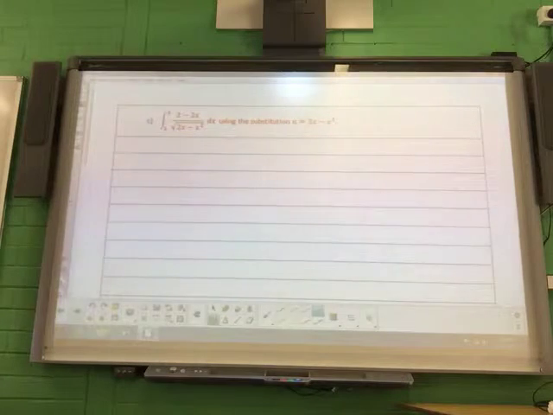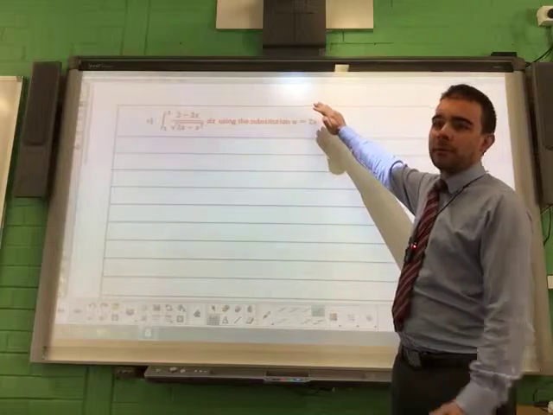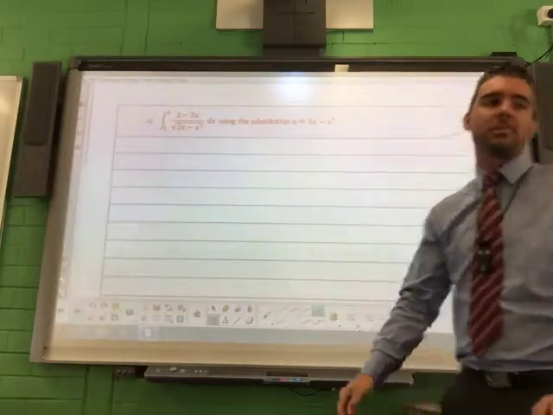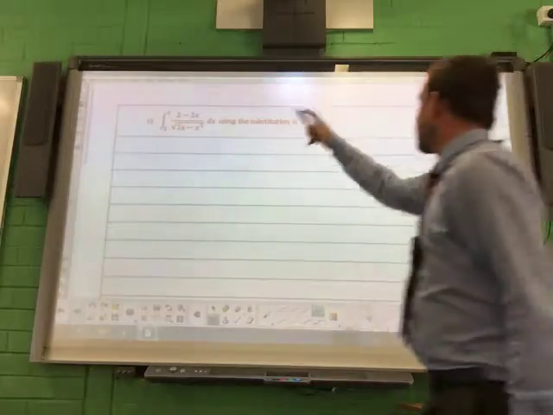Alright, next one. The integral from 3 to 1 of 2 take away 2x all over the square root of 2x take away x squared, using these substitutions. Remember, they will tell you the substitution in Extension 1. But if they didn't tell you, it will become very obvious once you do a few what the substitution would be. And that's one of the skills you will need for Extension 2.